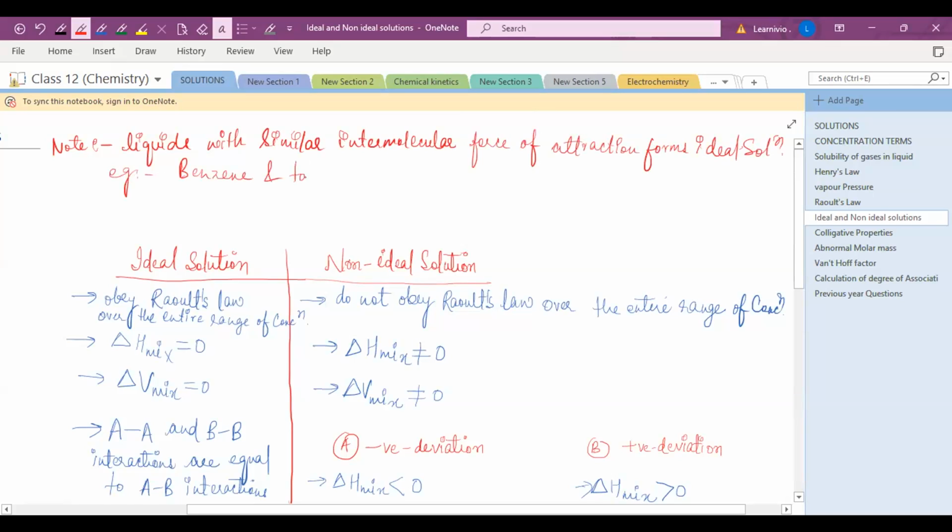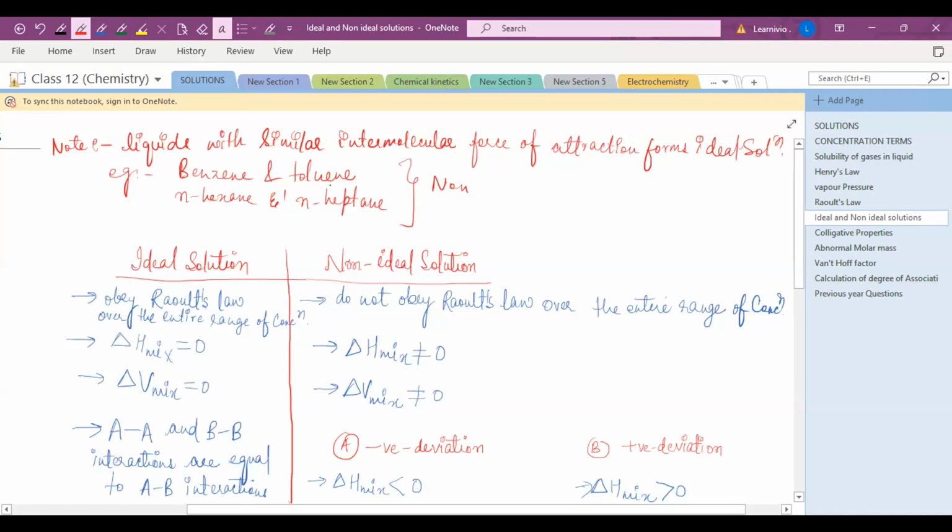Benzene and toluene, n-hexane and n-heptane, right? So you can see over here, both are non-polar. Benzene is non-polar, toluene is non-polar, n-hexane is non-polar, and n-heptane is non-polar. So the liquids which have similar intermolecular force of attraction, like benzene and toluene, form an ideal solution.